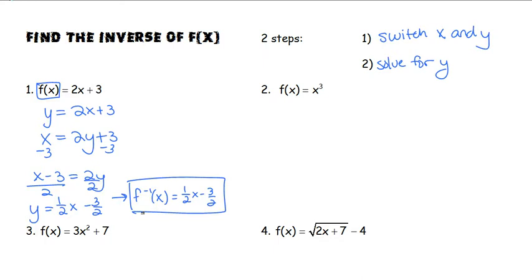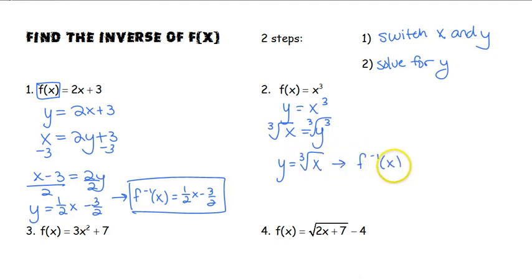For number 2, same 2 steps regardless of the kind of equation you have. So this is really representing y equals x to the third. Step 1 is switch that x and y, so x equals y to the third. If I want to get y by itself, I'm raising it to the third power. So to undo that, I take the cube root of each side. So now y is equal to the cube root of x, rewriting it into the inverse function notation. And that's all there is to it.